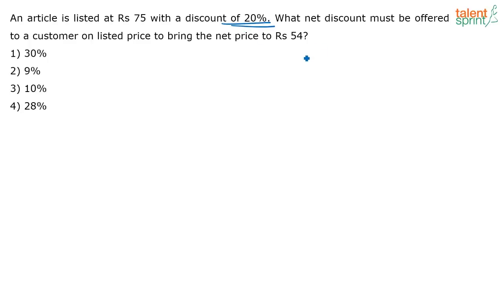Yes, list price is marked price. Listed price is 75, correct? Basically, the marked price is 75. Now, what discount should I give to bring the price to 54? Very easy, no? 75 minus 54 by 75 into 100. So, this is the discount that I have to give. That's all. 75 minus 54 is how much? Solve this and give me the answer.